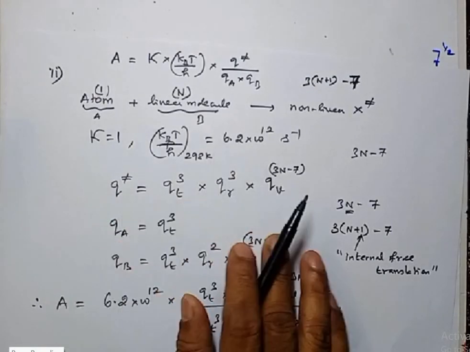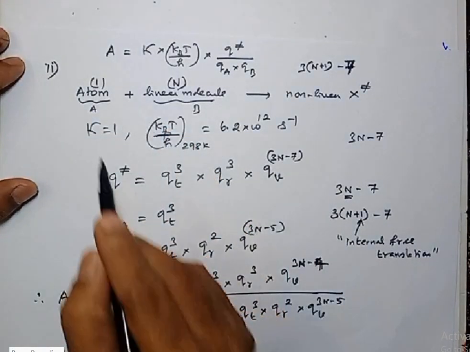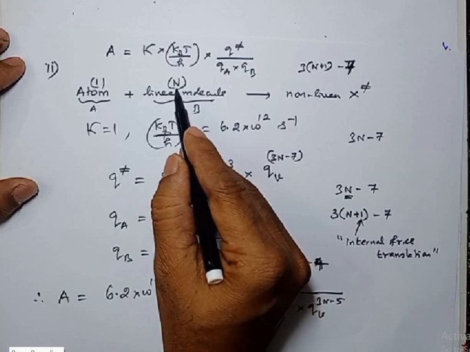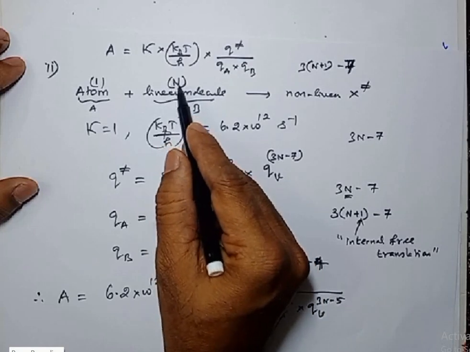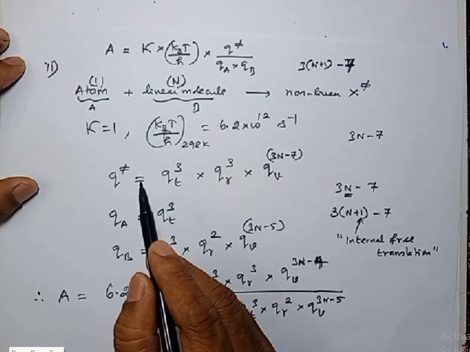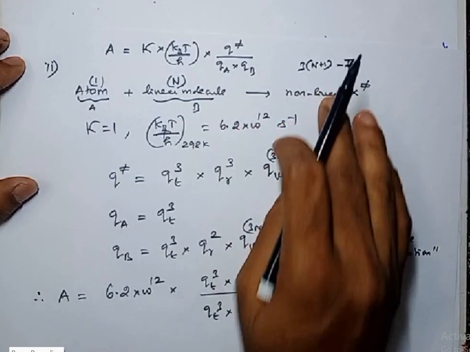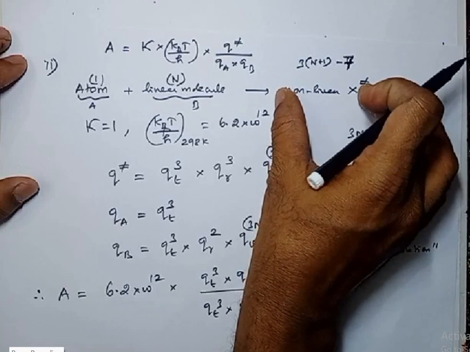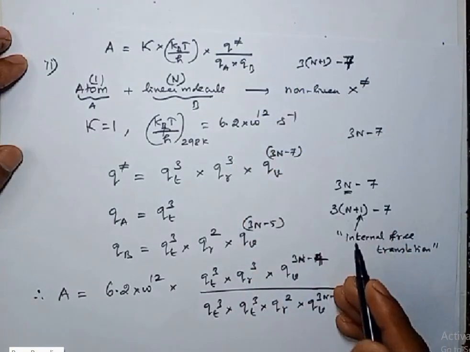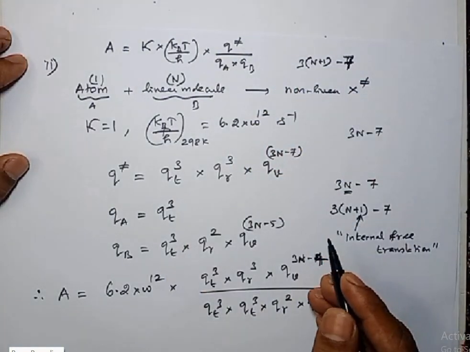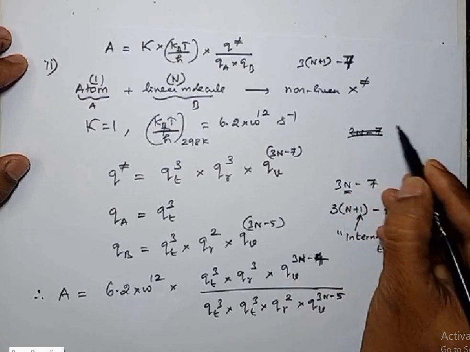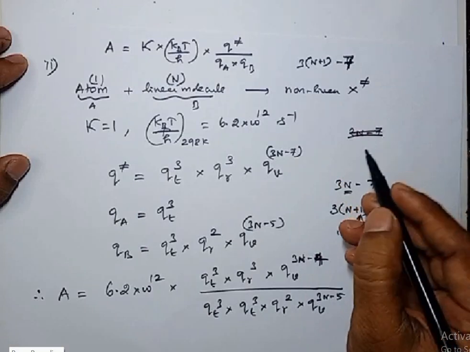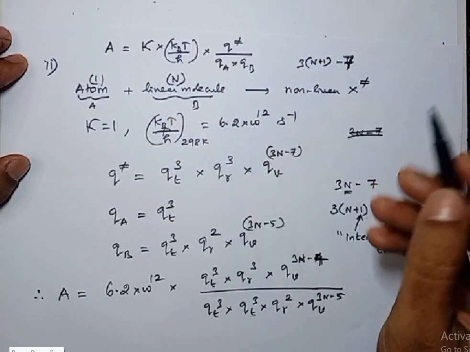Listen, what is the notable point here is, one atom combined with a linear molecule. Let us assume that the molecule has n atoms, which form a nonlinear activated complex. In this case, for the activated complex, how to find the vibrational degree of freedom? Listen, I have n atoms plus 1. So there are n plus 1 atoms in this activated complex.